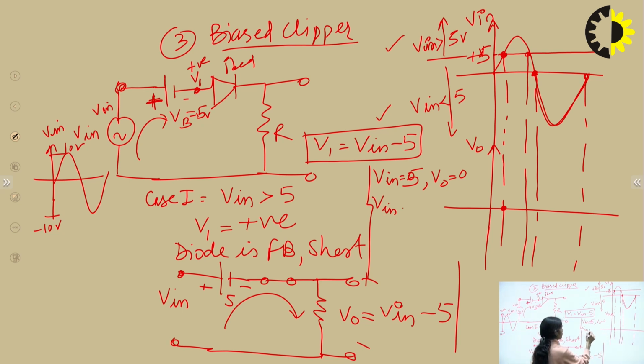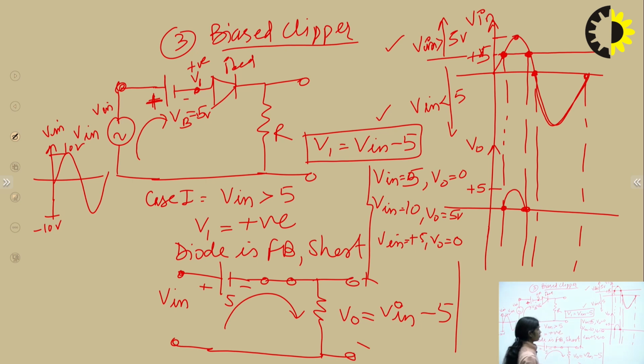Now V in has gone to the peak voltage, that is 10. If V in is 10, then V out is coming out to be again 5 volt. That means the cycle is jumped to only 5 volt. Again it is back to plus 5. Again V in becomes plus 5, then V out is equal to 0. So it will again come back to 0. So this we had plotted for V out equals to V in minus 5 in case 1, that is V in greater than 5. So this is the first case we have plotted.